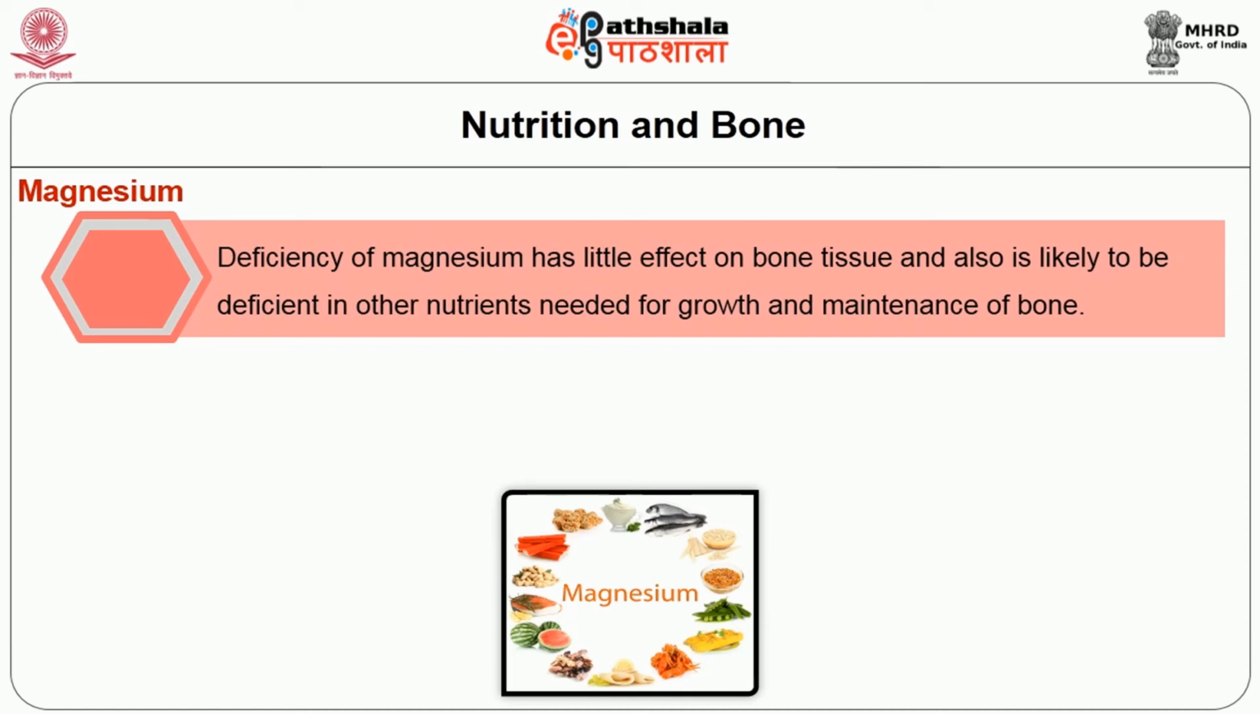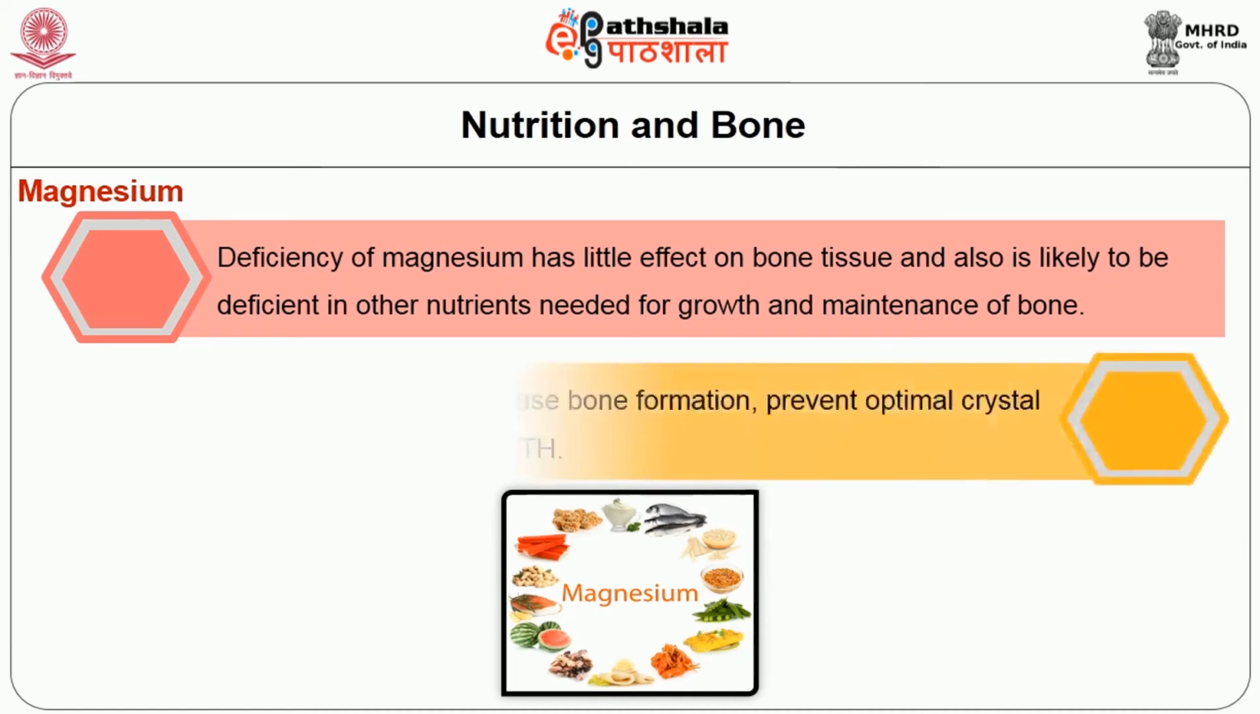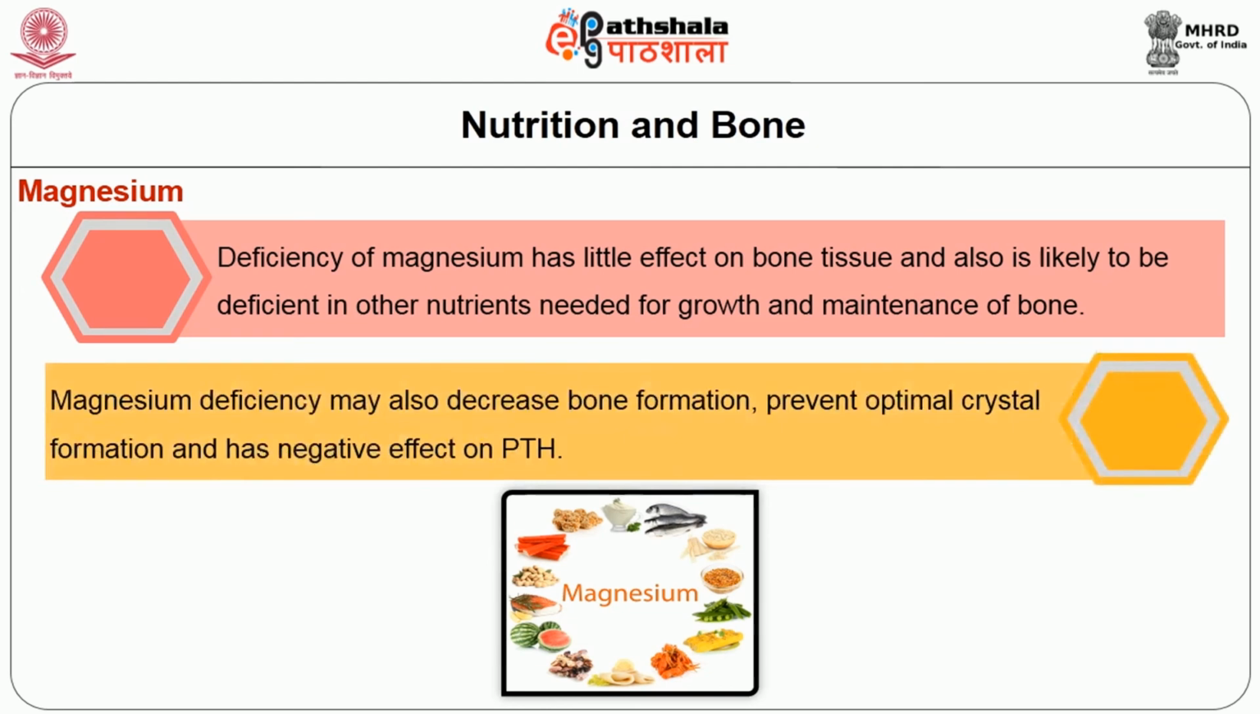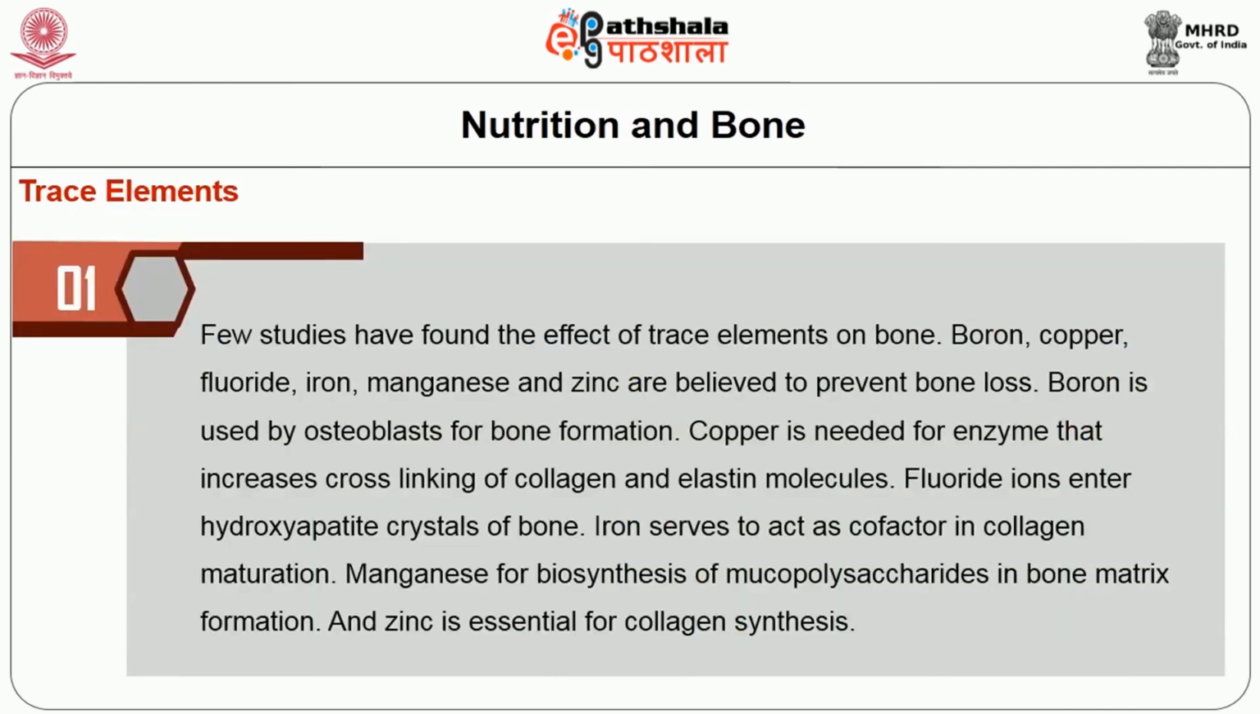Magnesium is the other nutrient. Its deficiency has also got a little effect on bone tissues. A deficiency may decrease bone formation, prevent optimal crystal formation, and have a negative effect on PTH.